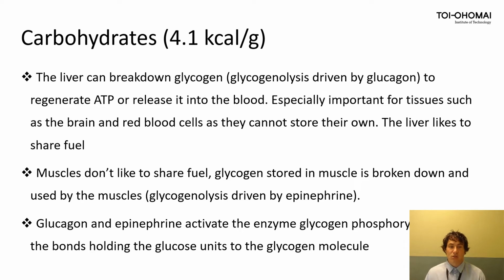Muscles, on the other hand, don't like to share fuel. Glycogen stored in muscles is broken down and used by the muscles in that site. So glycogenolysis, or the breakdown of glycogen, is driven by epinephrine, which is one of our adrenal gland hormones, which is released during exercise. Glucagon and epinephrine activate the enzyme glycogen phosphorylase. Anything that says lase or ase means to split, so that tells you that it's some kind of enzyme that is breaking something. Glycogen, breaking glycogen.